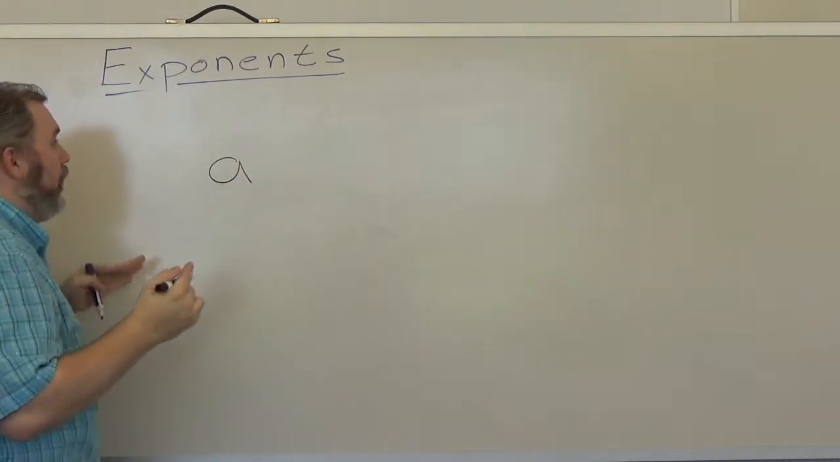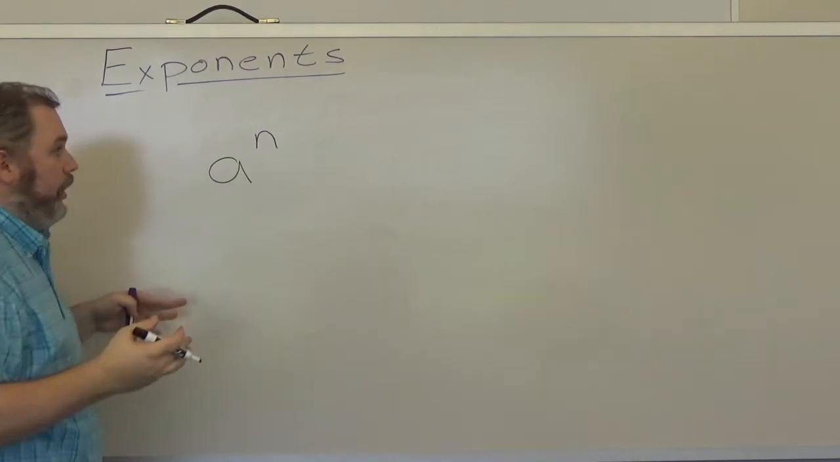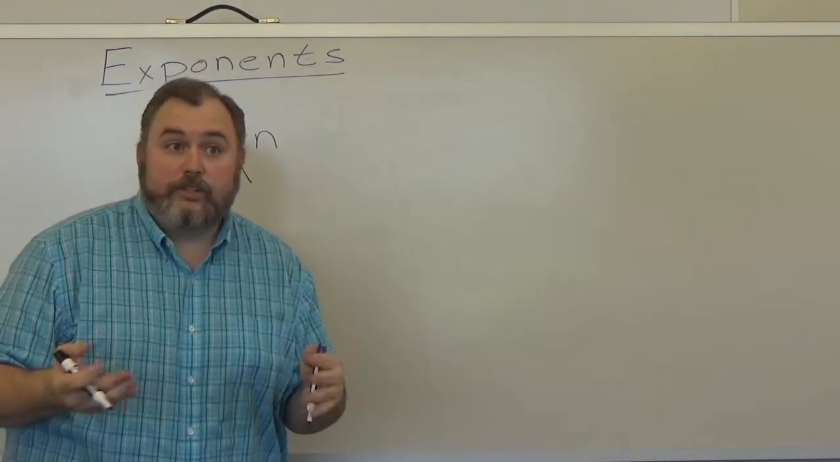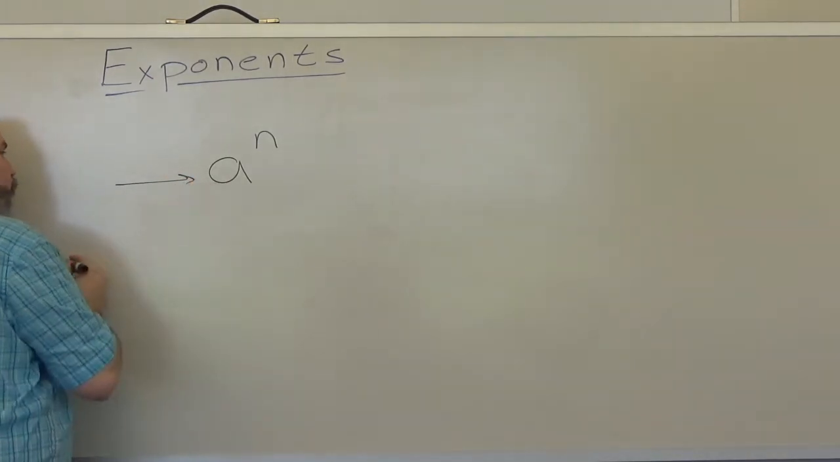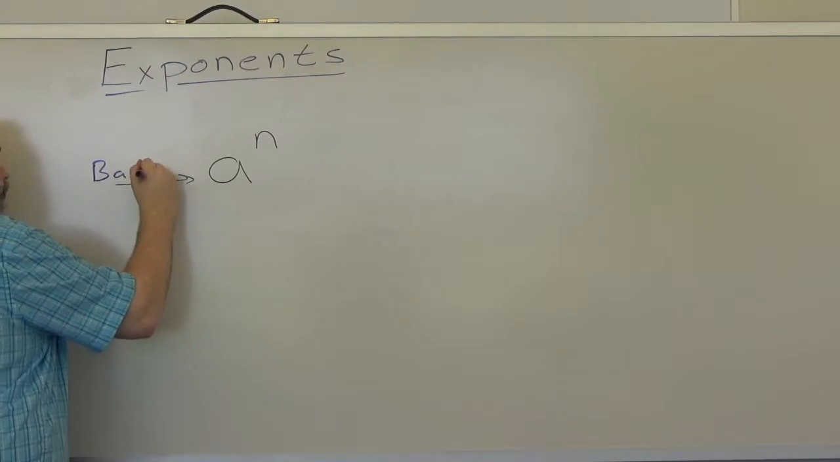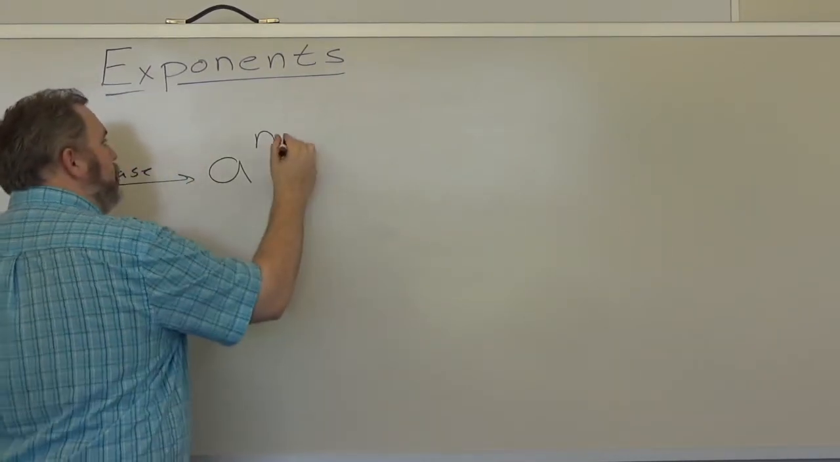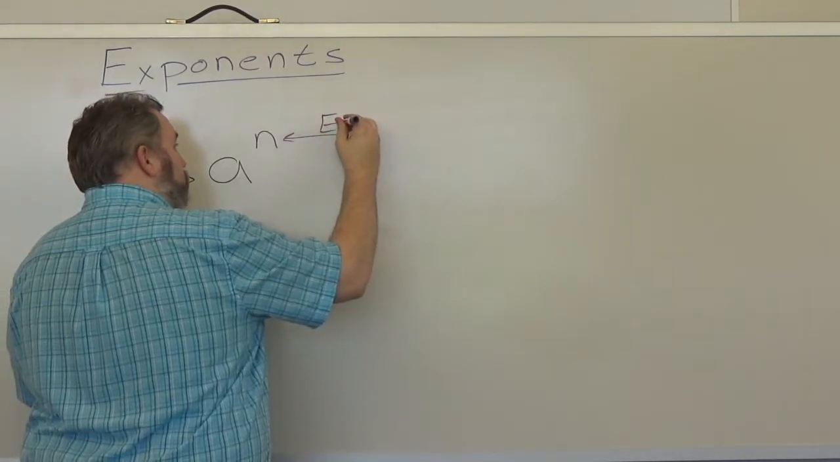A, and then there's this superscript that we call n. All right? This seems probably familiar to you, and it should. This A is what we call our base. And the n is what we are calling the actual exponent.